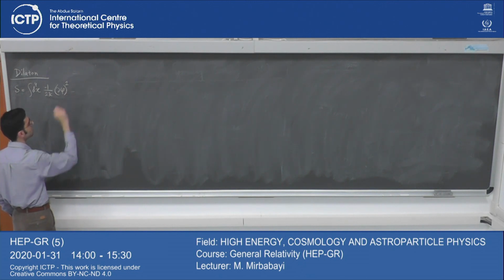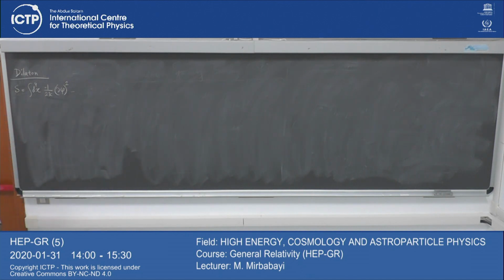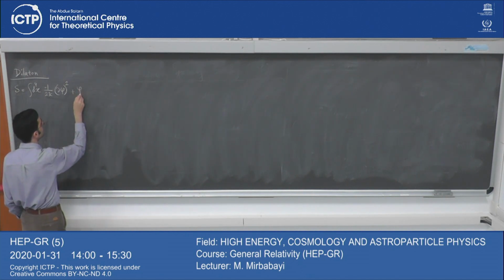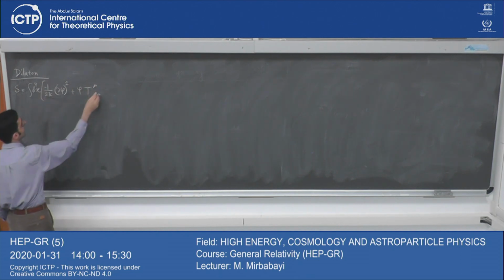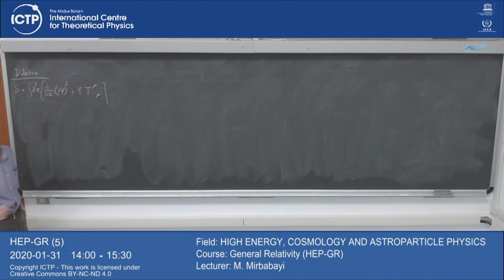And then we want to couple it to the stress energy tensor of the matter field. So there will be phi times T mu. This is a valid interaction term that we can write because it's a Lorentz scalar. Now if we do the variation of this action, we get box phi plus kappa times T mu is equal to 0. That's the equation of motion that we get.